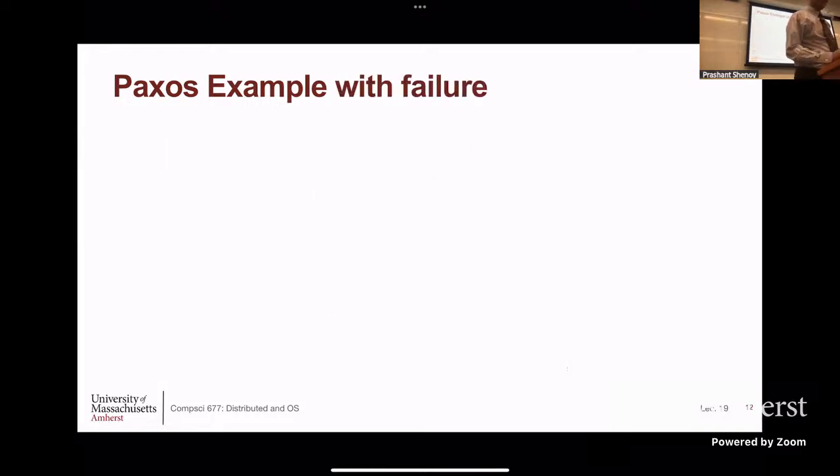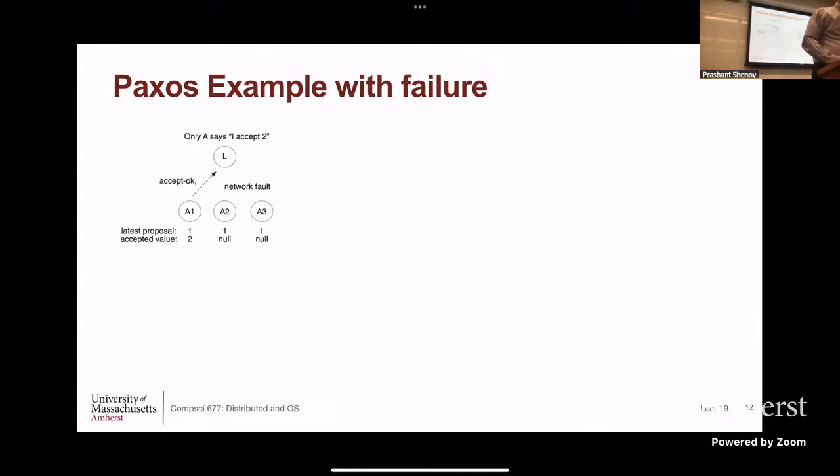Okay. So we will now assume that in the midst of that process, there is some failure. Okay. So here is the example. So when the accept went out, we'll assume that only one of the nodes actually acknowledged that accept. Okay. It got 2. Okay. And it said fine. And then there was a network fault and A2 and A3 never responded. That's a majority failure because 2 out of the 3 nodes are not responding. Okay. So this round is going to fail because the leader cannot proceed.